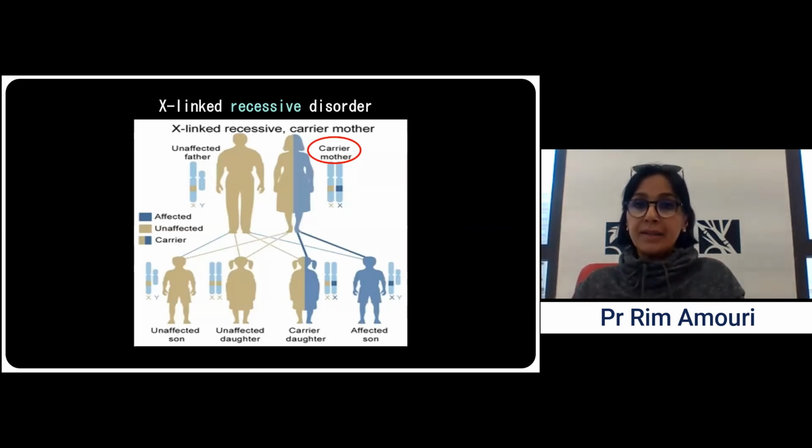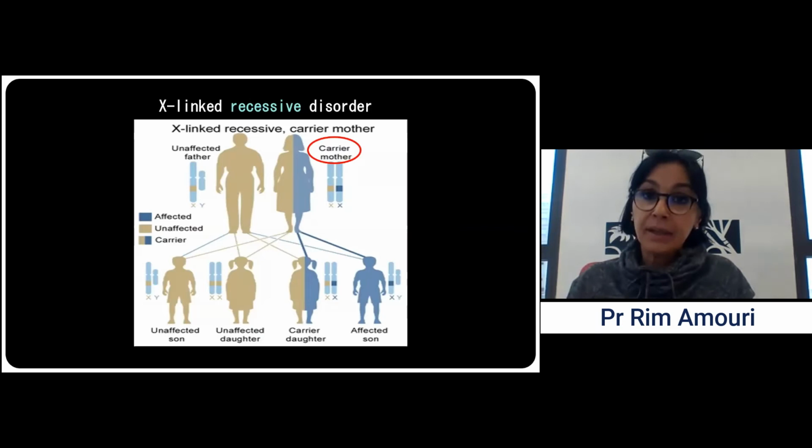For X-linked recessive disease, as in autosomal recessive inheritance, two copies of a disease allele on the X chromosome are needed for a female to be affected, but only one for a male. Thus, females are usually carriers because they only have one copy of the disease allele.